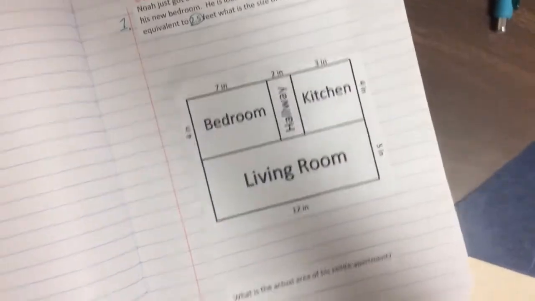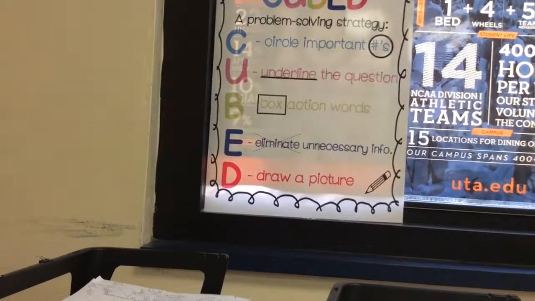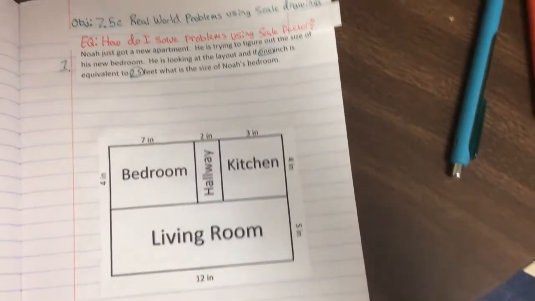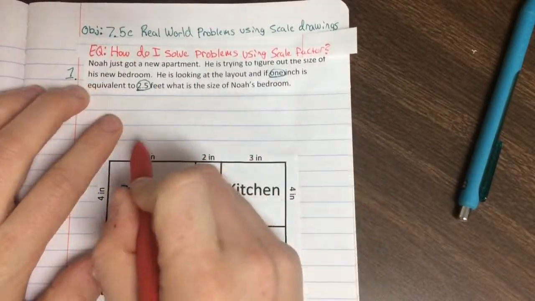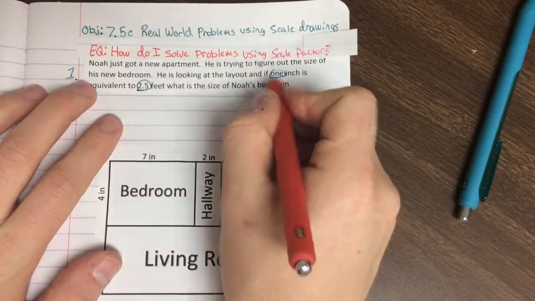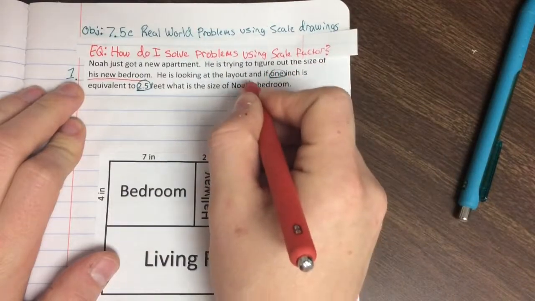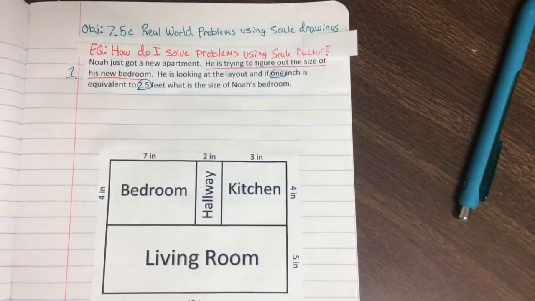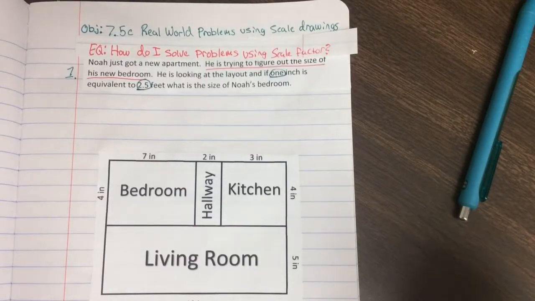So I'm going to flip this up so you can see the cubes poster real quick in case you forgot. So what is the size of his bedroom is going to be our question. So first we went with circle important numbers. Now it's underline the question. Okay, so it's actually cubed, my bad. So underline the question. So the question is saying, he's trying to figure out the size of his new bedroom. So it's not worded as a question, right? But we know that this is what we're trying to figure out. So underline that. Okay, so box action words.